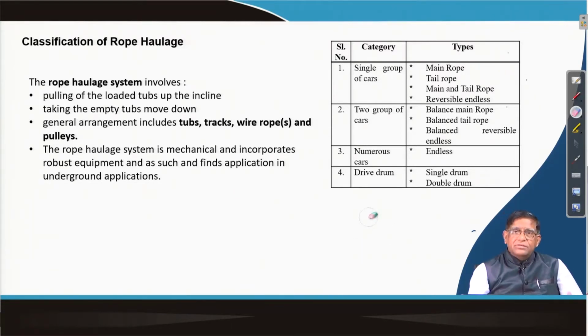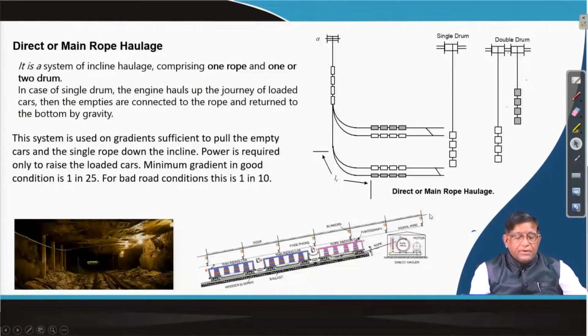Sometimes this rope can be driven by one drum or two drums, and depending on that we have different types of systems. In a direct rope haulage in which one drum pulls things, this is a single drum rope haulage, and this is a double drum rope haulage. You can see here the roof of the gallery, the sleeper, and below that the ballast rocks on the wooden sleeper.